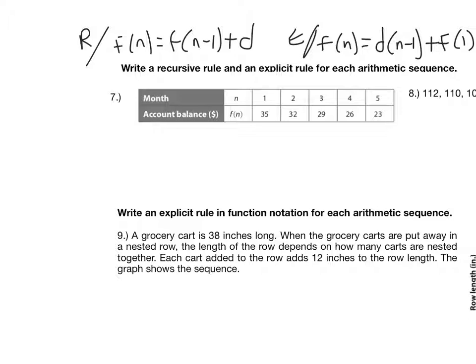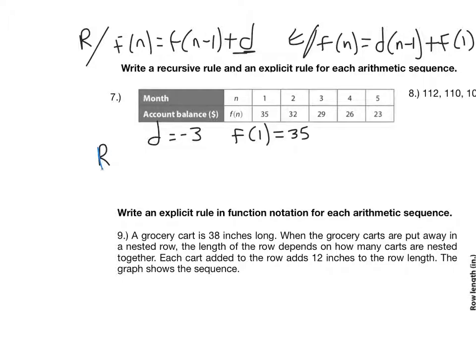So for number 7, we need our common difference. We need our first term. What's our common difference? Well, if you look at this, it looks like we're subtracting by 3 each time. So it would be negative 3. What's our first term? It's going to be 35. Okay, and remember that with recursive, for the equation part of recursive, we only need that common difference. So let's do recursive first.